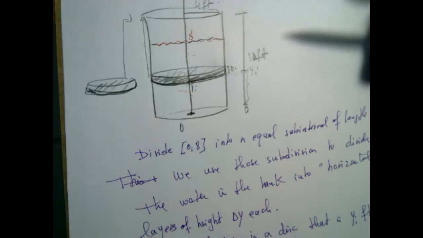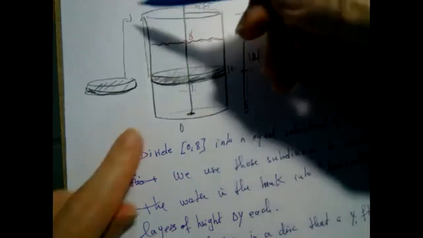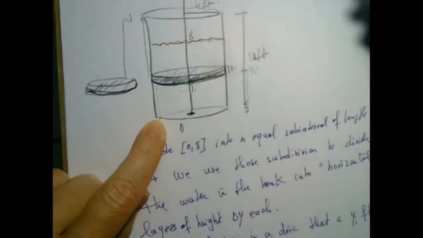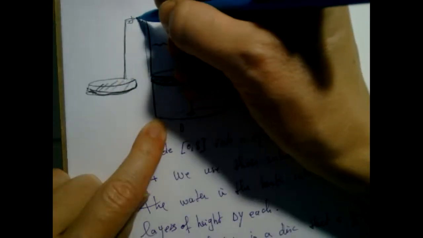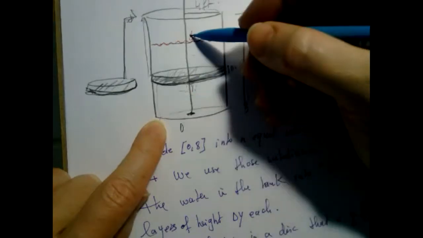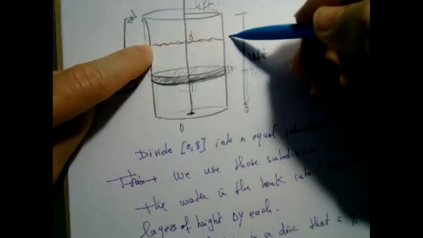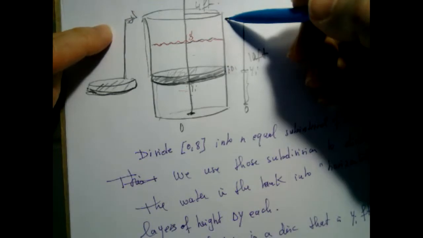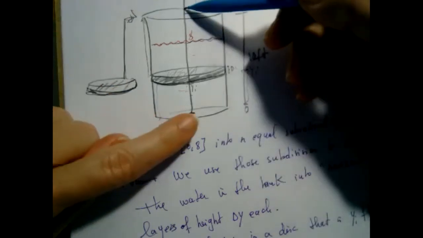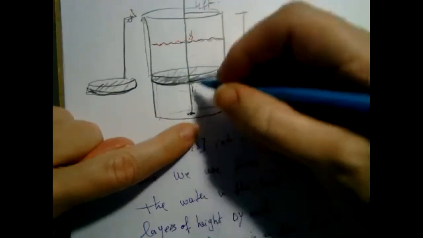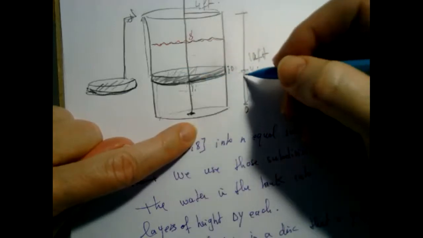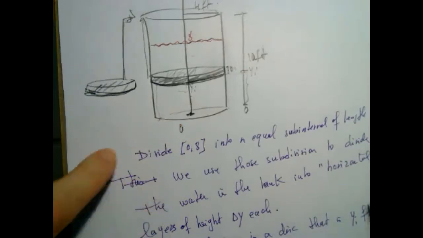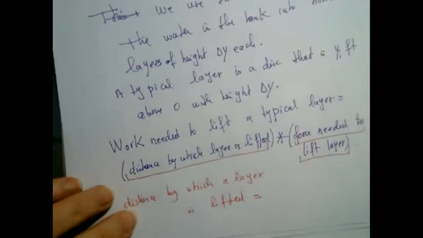Yes, Kiana. It's going to be 10 minus yi, because I'm going to lift it all the way to here. So it's not 8. 8 will lift it to the top of where the water ends, but we have to lift it all the way to the top of the cylinder. So we're going to lift it by 10 minus yi. That's my 0. My yi in this particular problem is from the base of the cylinder up to where my layer is. So the distance is going to be 10 minus yi.